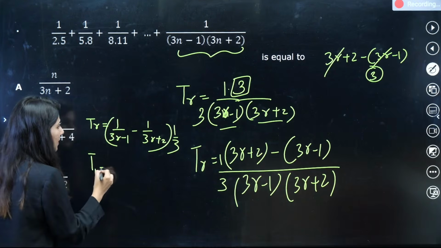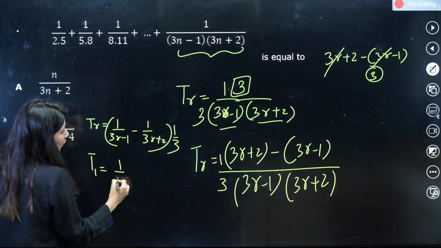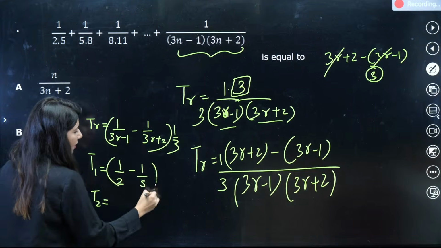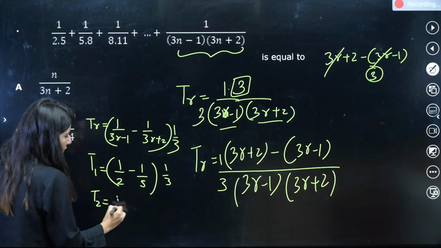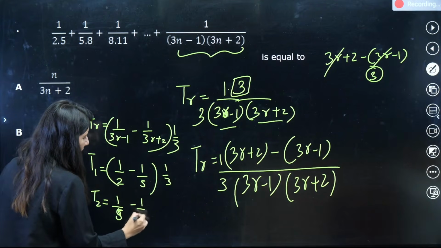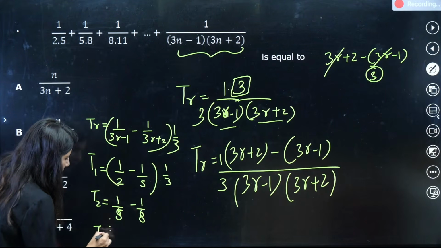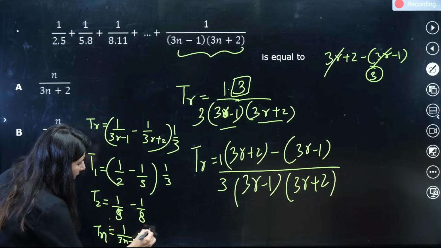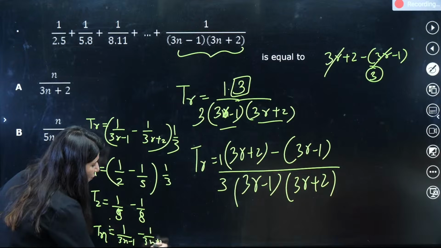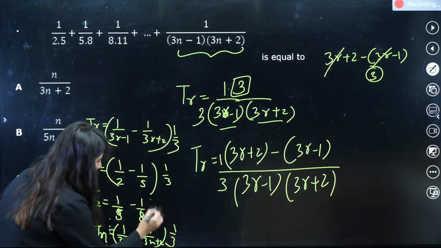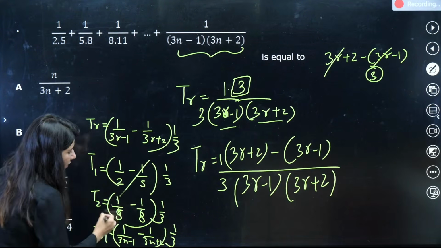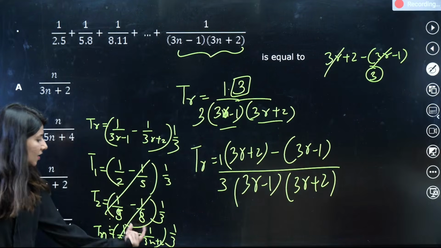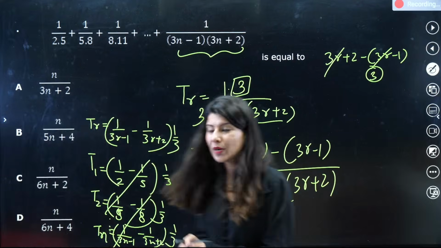So what about T1? T1 will be 1 by 2 minus 1 by 5. What about T2? 1 by 3 is there all the time. 1 by 5 minus 1 by 8. And all the way up to Tn, which will be 1 upon (3n-1) minus 1 upon (3n+2), and we have 1 by 3 all the time. So can you clearly see this is how it gets cancelled? This term and this term will be left out along with 1 by 3.